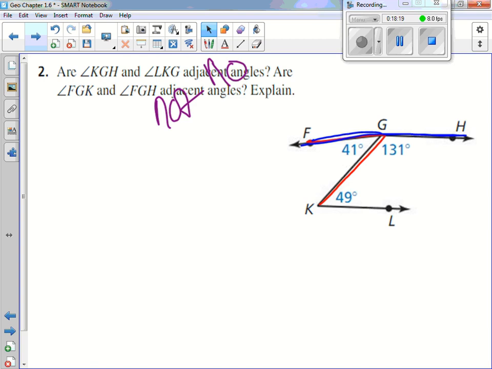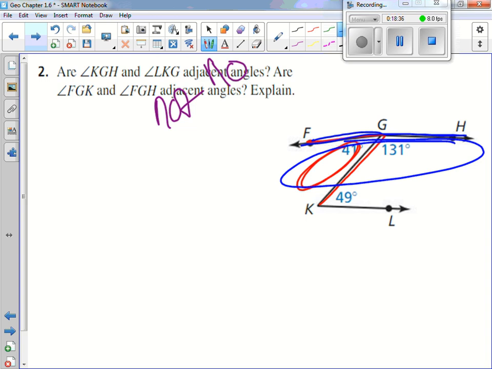Because what did it say? Adjacent angles share a common vertex and a common side, but no common interior points. Because FGK, interior are these points here, yes? FGH is this here. Those are shared, aren't they? They overlap. So these here are not adjacent angles because they share interior points. Questions on this here?